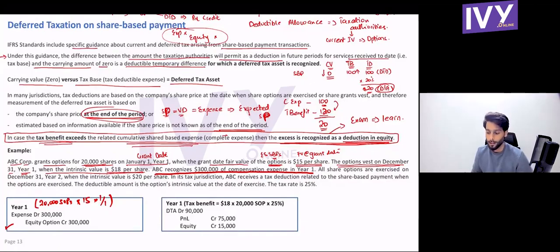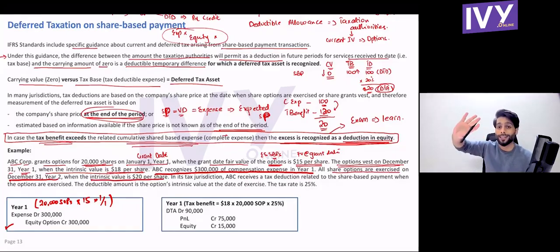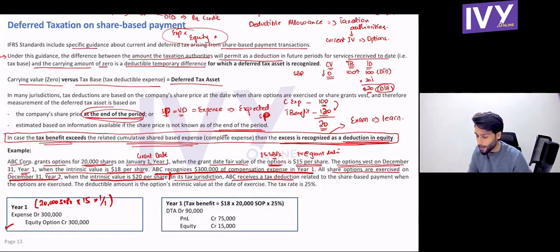It says all share options are exercised next year, in year 2, when the intrinsic value was $20 per share. By the way, the equity options were exercised next year. So that's fine. Next year, we'll take care of it. Now, this is an important point your examiner is trying to make. Your examiner says, in its tax jurisdiction, ABC receives a tax deduction related to share-based payments when the options are exercised. The deductible amount is the option's intrinsic value at the date of exercise. Tax rate is 25%.